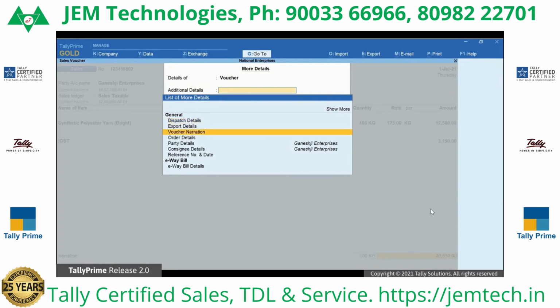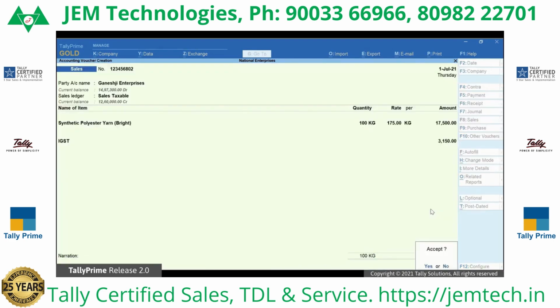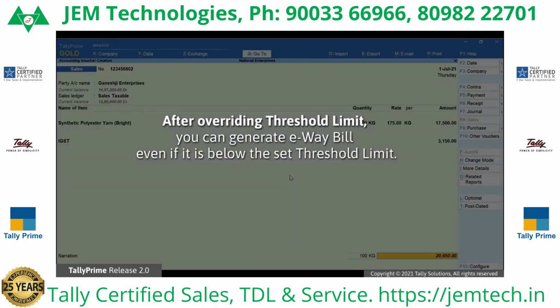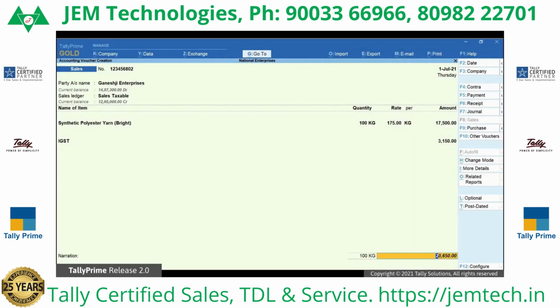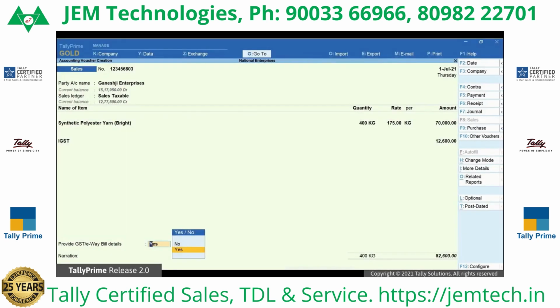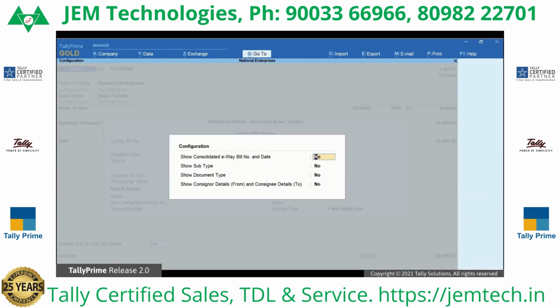Go to e-way bill details and press Enter. Thereafter, you can enter the details and generate e-way bill for the transaction. You can generate e-way bill even if it is below threshold limit of Rs 50,000. You can also configure the e-way bill based on the information you want. Press F12 and the configuration screen will appear.